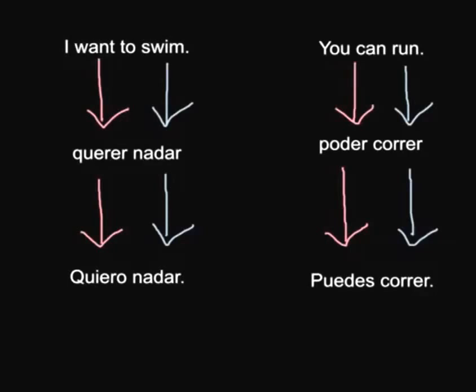So, to express that I want to swim, I would take querer and conjugate it to quiero, and then leave nadar just as it is in the infinitive form, nadar. Quiero nadar. Over here, I do the same thing. I would take poder and put it, in this case, in the tú form, puedes, and leave correr in the infinitive form, correr. Puedes correr.